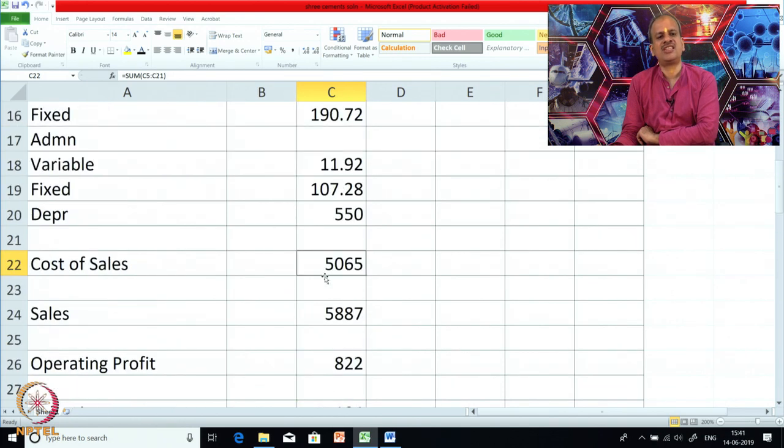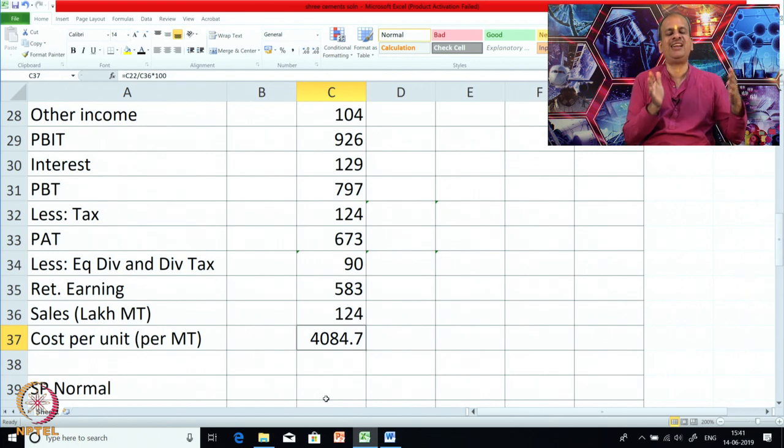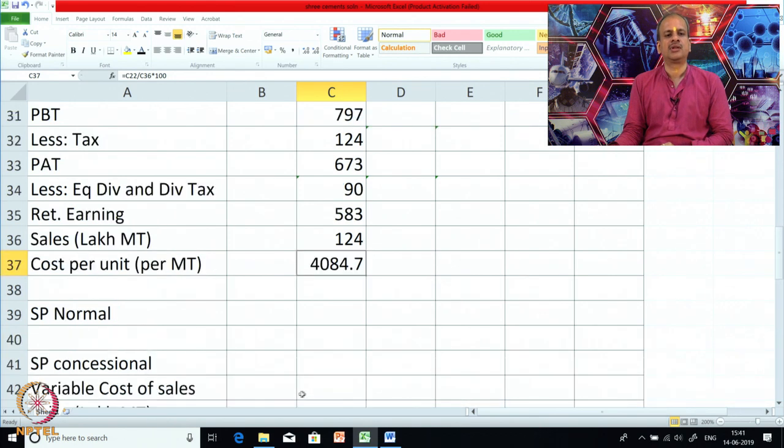Okay, this cost of sales 5065 is divided by 124, so you get 4084. This is the cost per metric ton of cement. There may be some varieties of cement, but we have assumed that they have a uniform sales. As per the given case, it is 124 lakh metric tons. Based on that, you get this figure of 4084, okay, per metric ton.